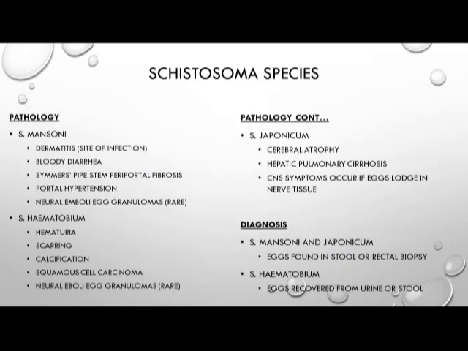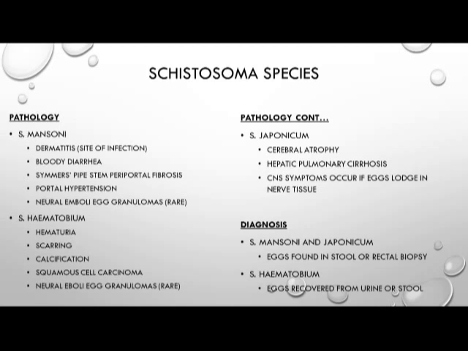So the symptoms for Schistosoma mansoni can include dermatitis due to the penetration of the cercaria at the site of infection. This organism can produce bloody diarrhea, Symmers' pipe stem periportal fibrosis. This can result in portal hypertension as well as neural egg granulomas.